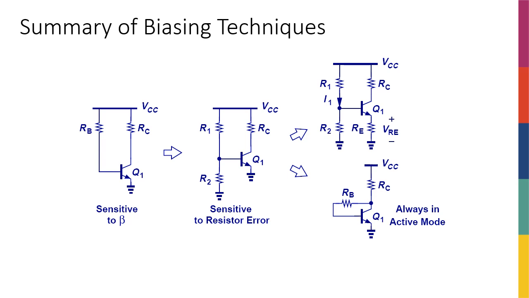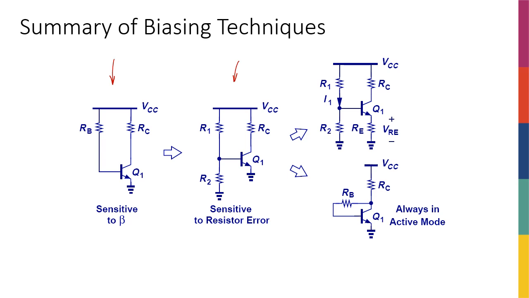So we started with this simple biasing, and we saw that it's sensitive to beta variations. Then we moved on to this improved version, which was the resistor divider biasing, and we saw that it is beta independent, or basically much less sensitive to beta variations, but it is still sensitive to R1 and R2 variations, therefore VBE variations and all that.